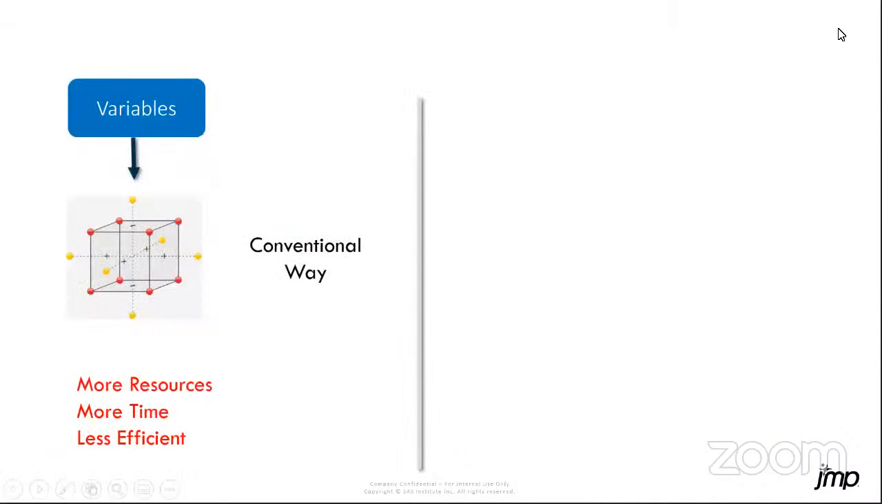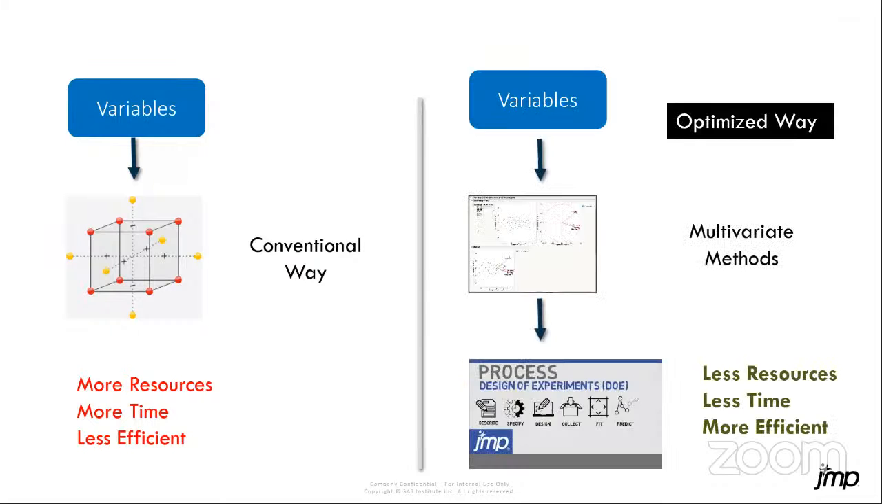Okay, so historically, conventionally, how would you do it? You take variables, do some design of experiments, and then do analysis. So you have multiple variables, do some experimentation, and then analyze. It takes a lot of resources, more time, and it is less efficient. This is the conventional way. What if you apply chemometric or multivariate methods? You take the variables, apply multivariate and chemometric methods, and then you apply design of experiments.